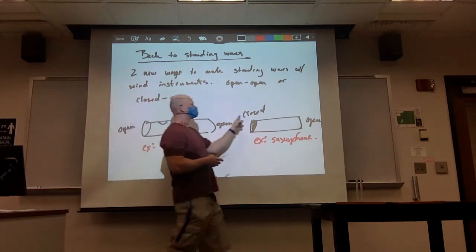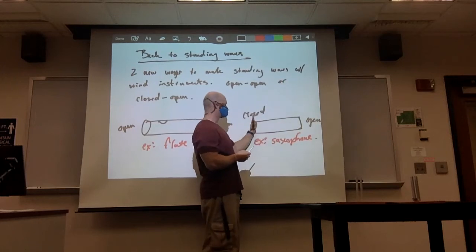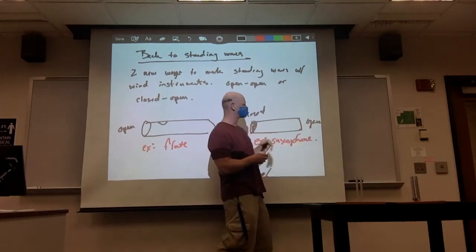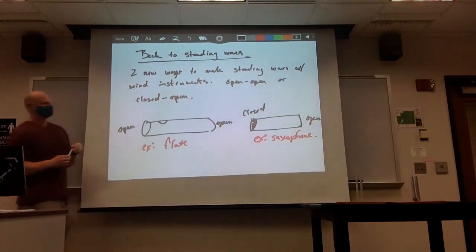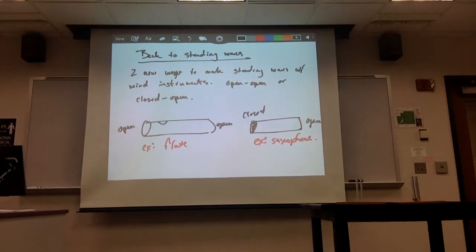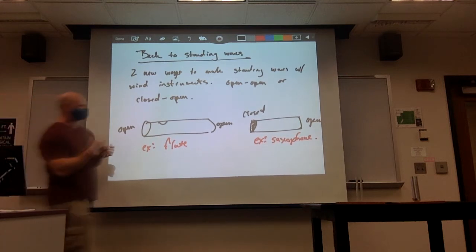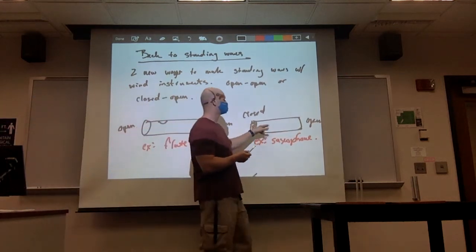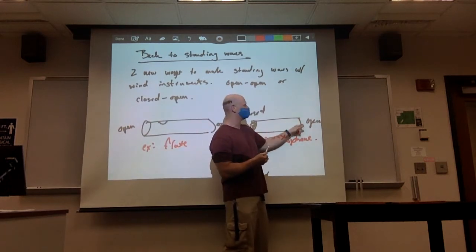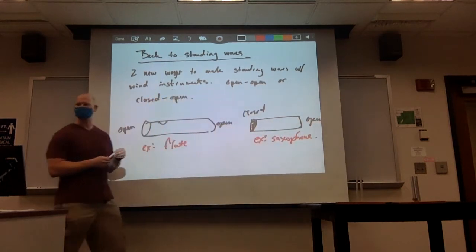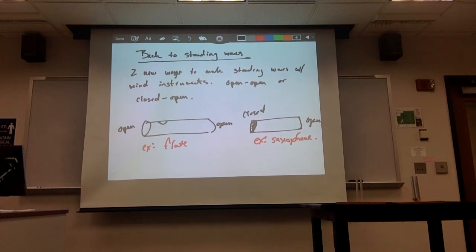Or I can have what's known as a closed-open tube, where this side is completely closed and this side is open to the air, which creates a different type of standing wave. An example of this would be a saxophone, so anything that has a reed in it. A reed creates a displacement node, but on the outside, the particles have to be able to move to match that of the air, which creates a displacement antinode.